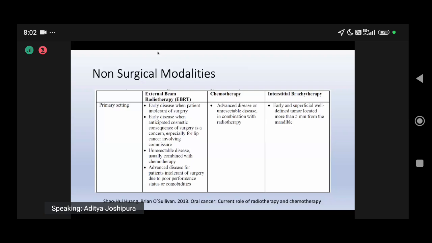The chemotherapy can be used in advanced diseases or unresectable diseases in combination with radiotherapy. In early and superficial well-differentiated tumors, which are located more than 5 mm from the mandible, interstitial brachytherapy can be thought of.